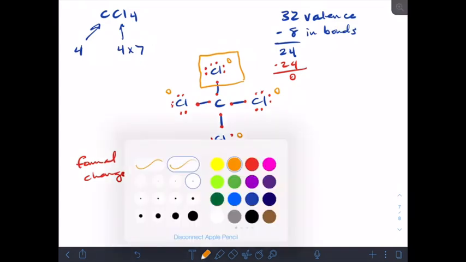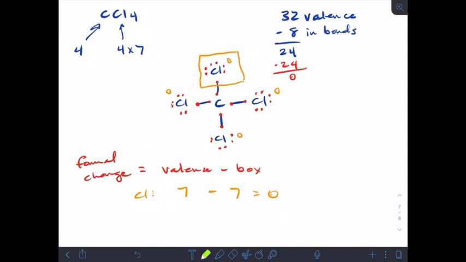Okay? So I'm going to change colors one more time. Let's go to a light green. So now I'm going to do the same thing for the carbon. I'm going to draw a box bisecting the bonds. And I'm going to determine the formal charge on the carbon. So the carbon has 4 valence electrons from the periodic table. There are 4 electrons in the box, which makes a formal charge of 0.